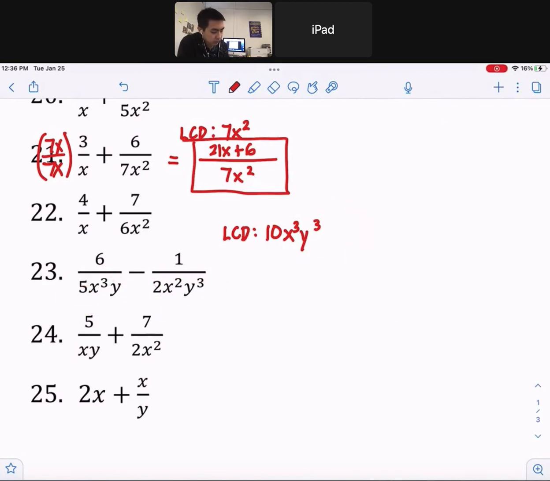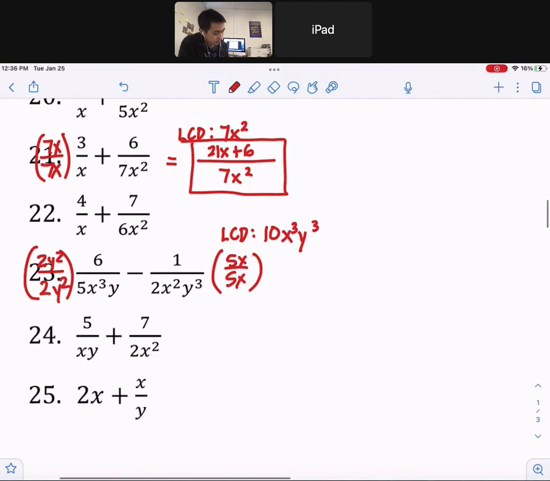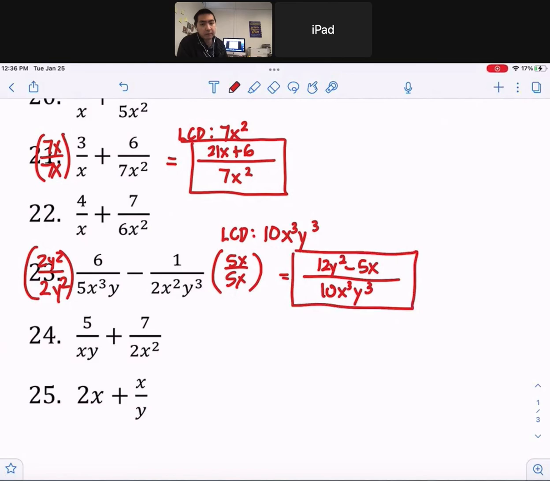So we can multiply this one by 2y squared, top and bottom, because then this will match up with that. For this one, we should multiply top and bottom by 5x, because if we multiply this by 5x, you guys, then it'll match up to be that. So all of this will be over 10x to the third, y to the third. 2y squared times 6, you guys, is 12y squared. And -1 times 5x is -5x. Can't simplify the top, so that is what we will be stuck with.